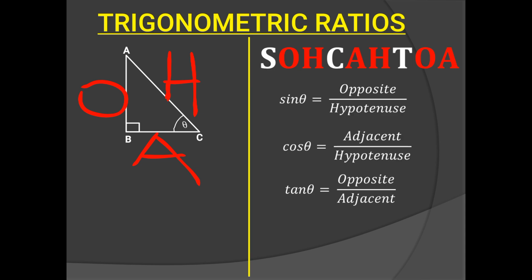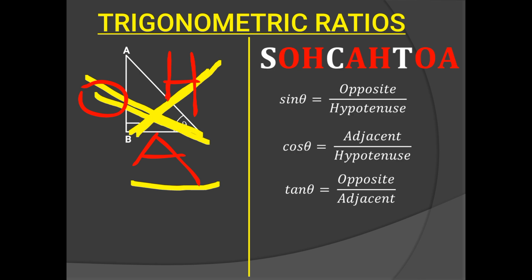So in other words, don't worry. Look at the angle, theta, and the line it is facing. In this case, theta is facing AB, so that is our opposite. We already know our hypotenuse, which is the one that faces the 90 degrees. So automatically the last one becomes our adjacent. So our opposite, our hypotenuse, and then our adjacent.